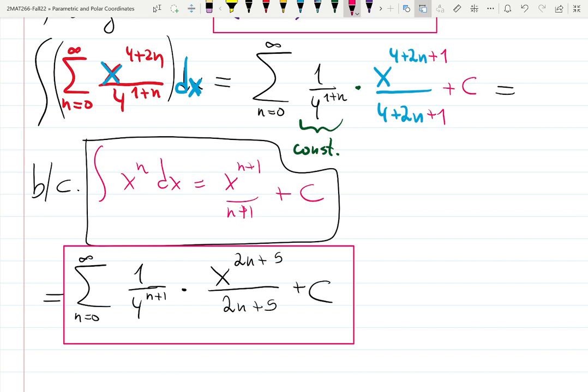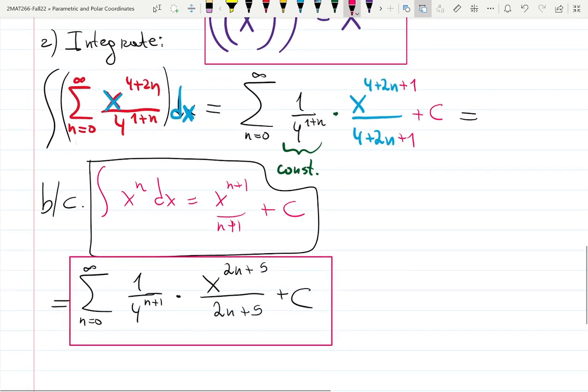Some of you will argue, why not do it term by term though? Let's try. Why not? We can do it term by term too. And I'll show you how to do it in a second. The thing is, the answer will be the same. Let's check it out. Well, let me slow down and ask if you have questions.